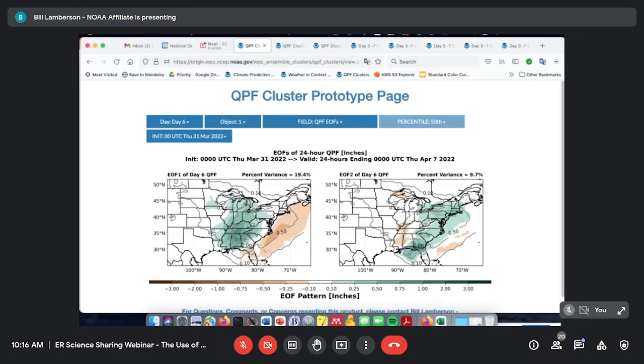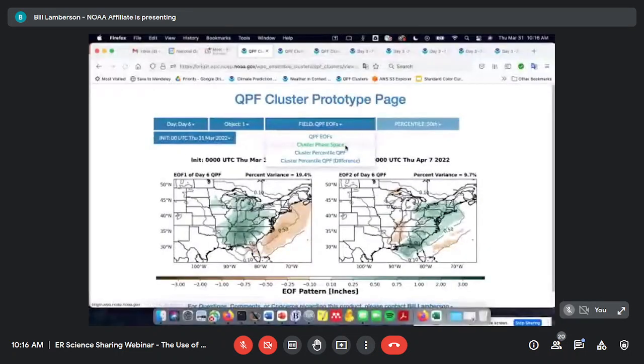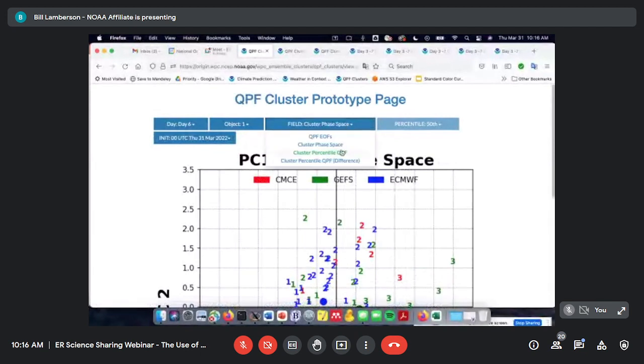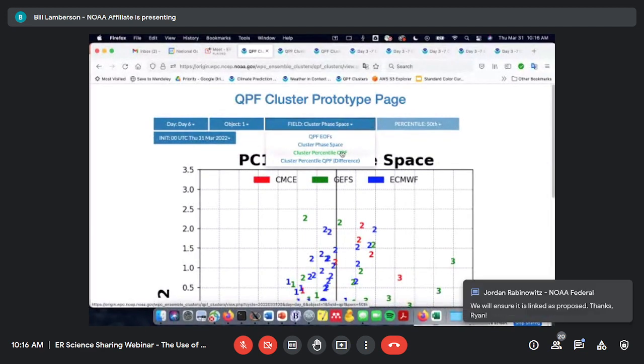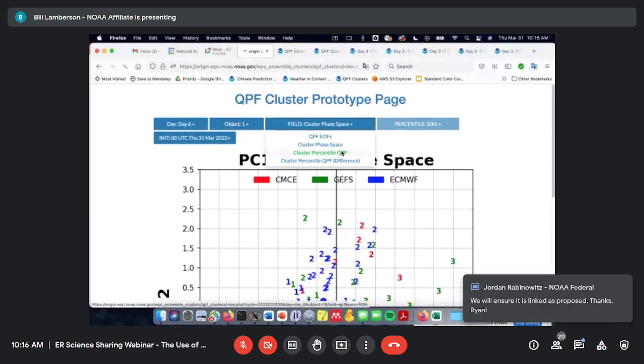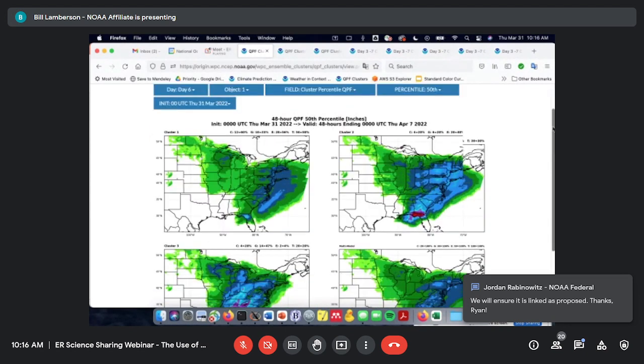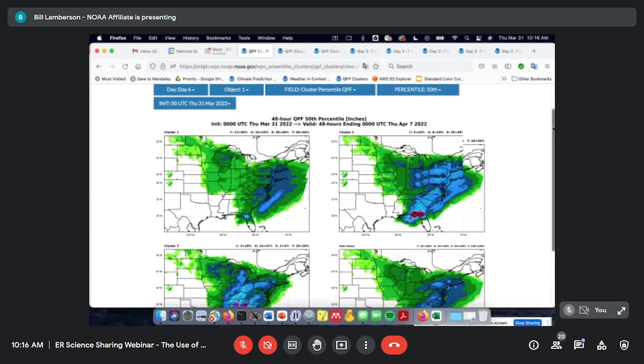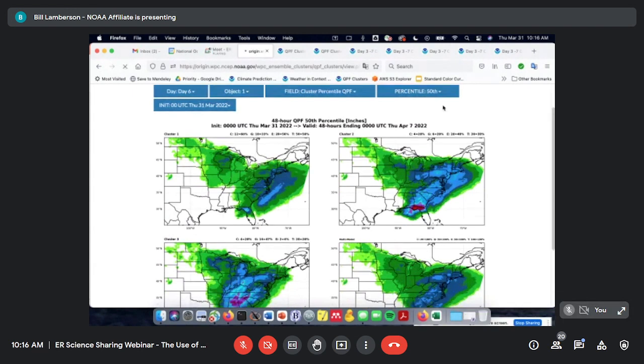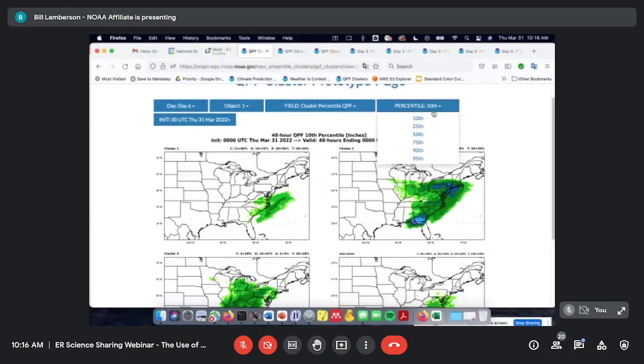And then again, you can look at the phase space, and then when you get down to the cluster percentile QPF, that's when this thing will become active. And then you can toggle down. This is just the 50th percentile, but you can say, look at the 10th percentile. So probably, expect at least this much. And then we also have some of the higher percentiles as well.